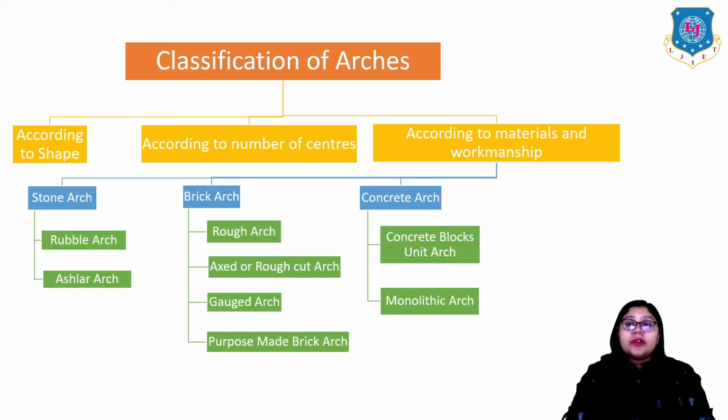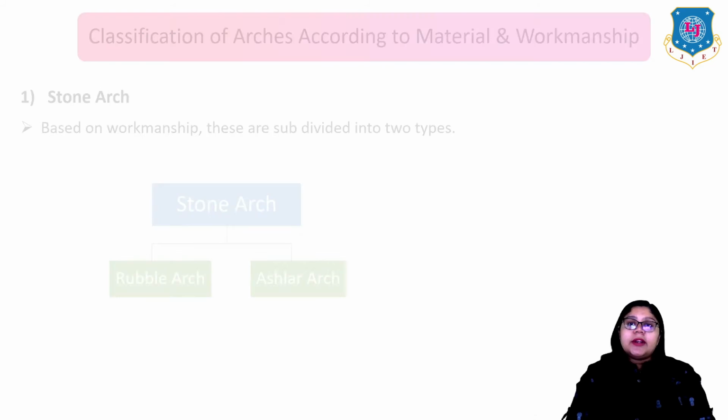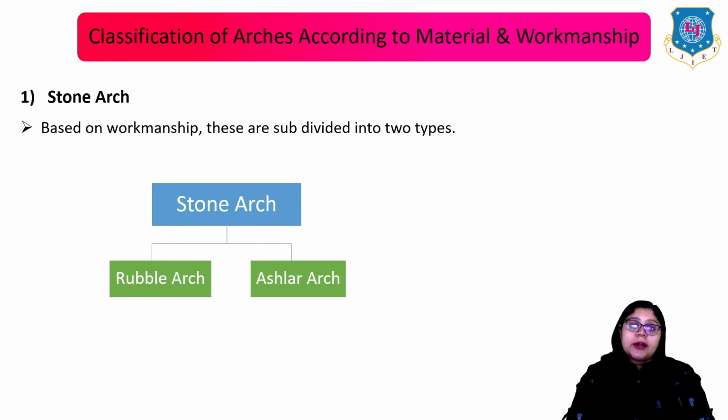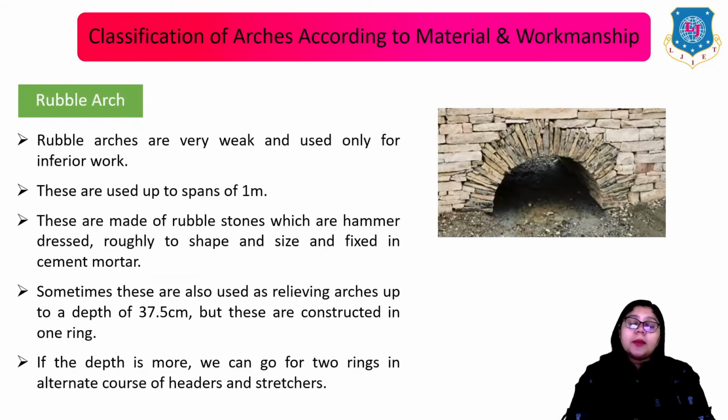The first is the stone arch, and accordingly the rubble and ashlar arch. So let us start with the first one, the stone arch. Based on workmanship, these are subdivided into 2 types, the rubble and the ashlar arch. So let us start with the rubble arch.